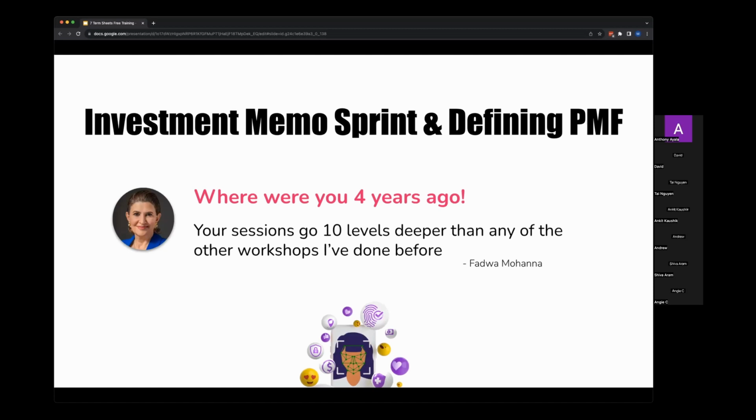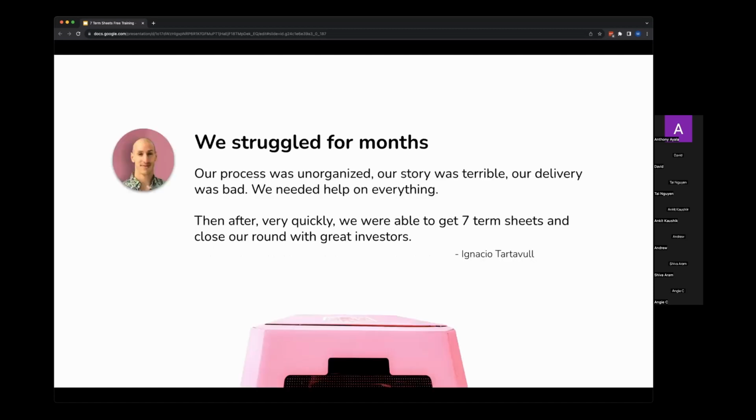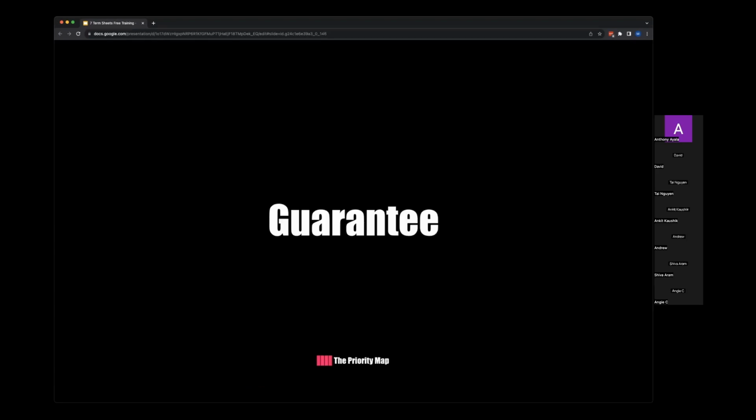So whether you're raising or not, being able to define product market fit is probably one of the most important things, which is why most people who go through it wish they had gone through it 4 years earlier, because it would have helped them through the iterations of their companies. This is all the underpinnings of everything I worked on with Ignacio for the 7 term sheets, right? When he started, his process was unorganized. The story was terrible. His delivery was bad. But through all of these processes, we were able to bring everything together so that he was able to run his round and get the 7 term sheets and close his round.